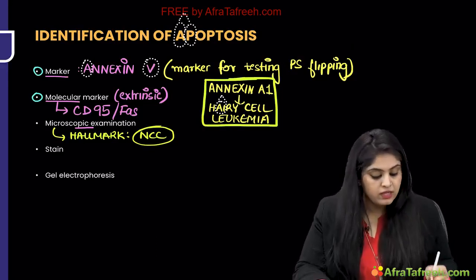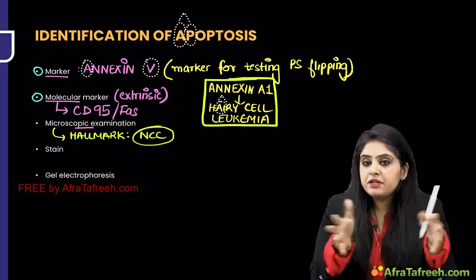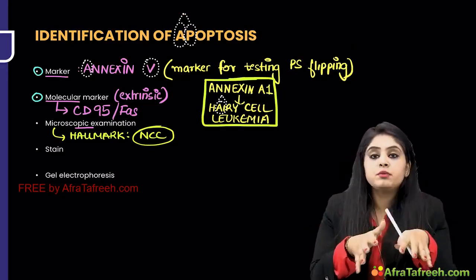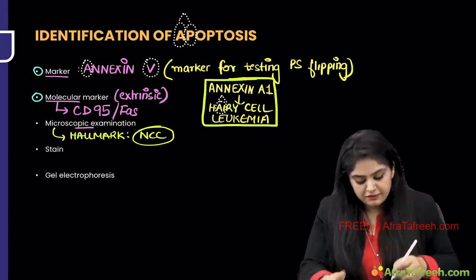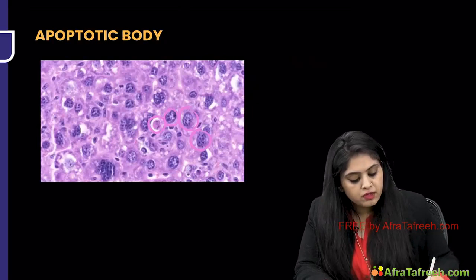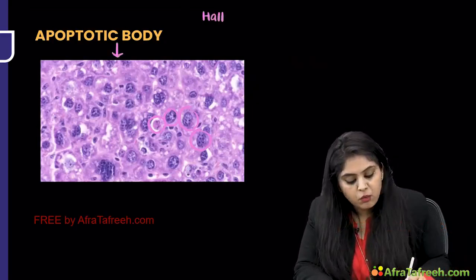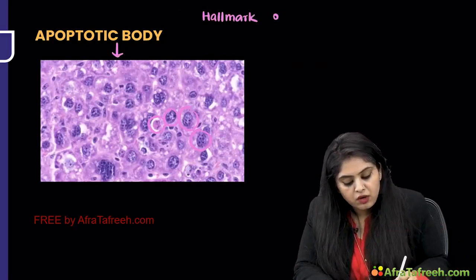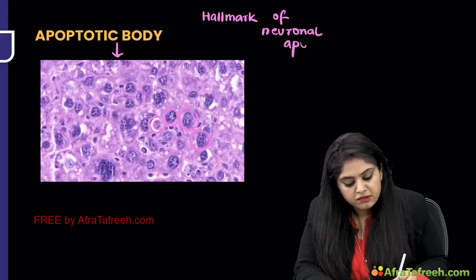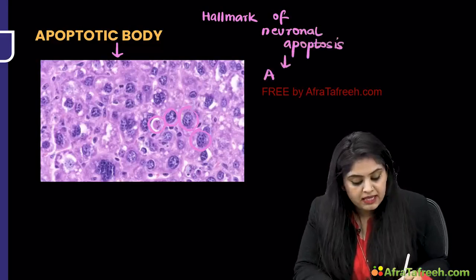Okay, moving on, but there's a little bit of a difference if I talk about apoptosis happening everywhere in the body versus apoptosis happening in the neurons. That you need to be very, very clear about. So whatever apoptotic bodies I was talking about was in general. But if I ask you, what is going to be the hallmark of neuronal apoptosis, means the apoptosis happening in the neurons? Please remember, that is AIF.